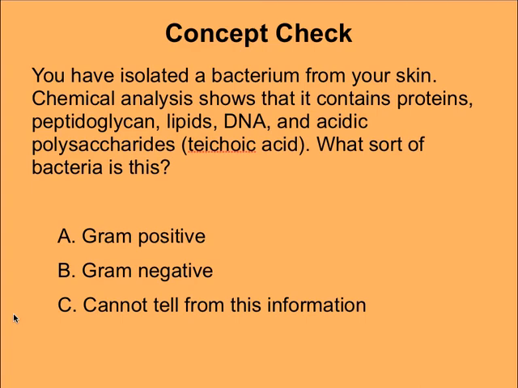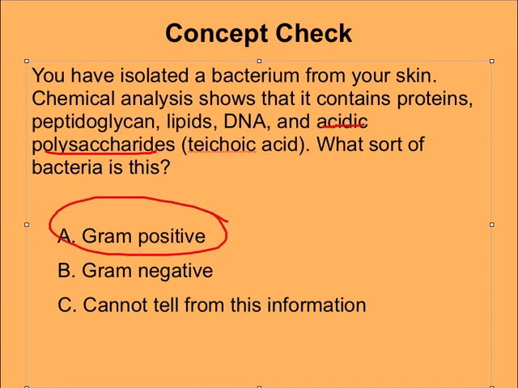They all have peptidoglycan, they all have lipids and DNA. The key here are the acidic polysaccharides. These are only found on the membrane of gram-positive bacteria.